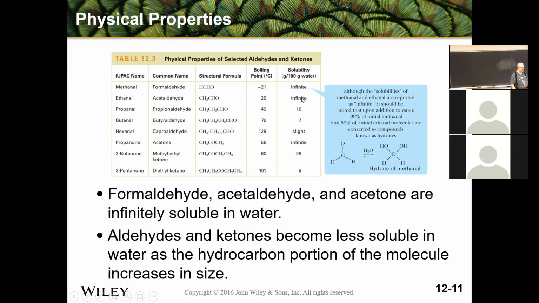Okay, backing up for just a minute. As the carbon chain on the aldehyde gets longer, there's less and less of this hydrate formed at equilibrium. But for formaldehyde, that constitutes 99% of its form in water.